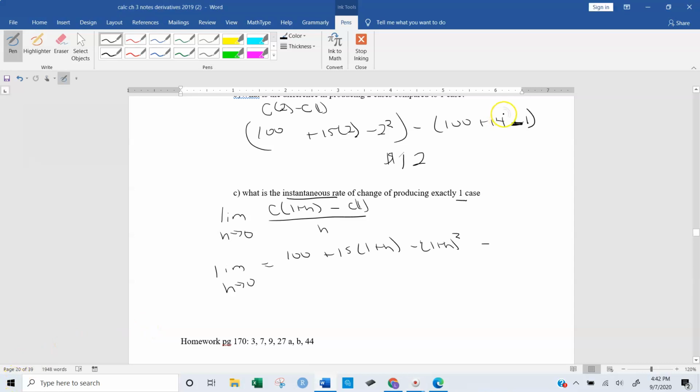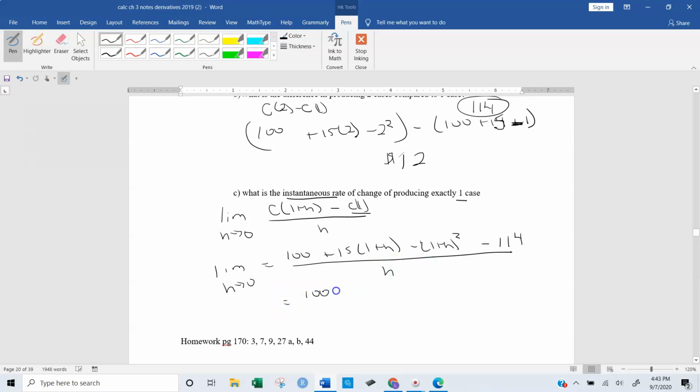I made a mistake up here. This is 15 minus 1. There we go, because this is 114. So that's C of 1. And so I already know C of 1. We're going to put 114 up here all over h. So let's just do our little math.